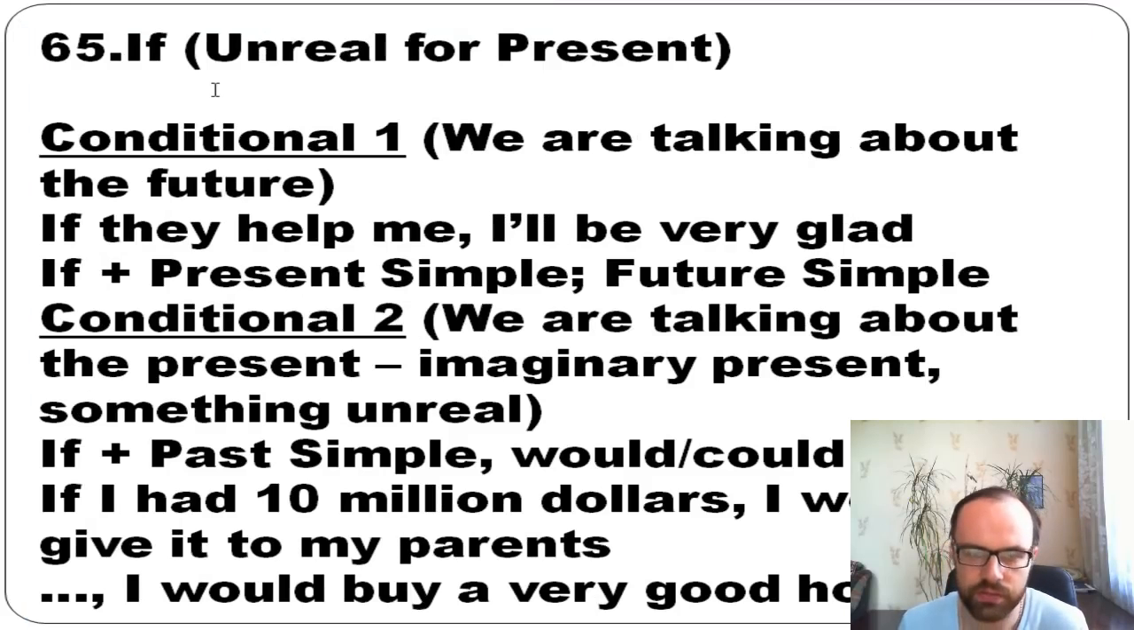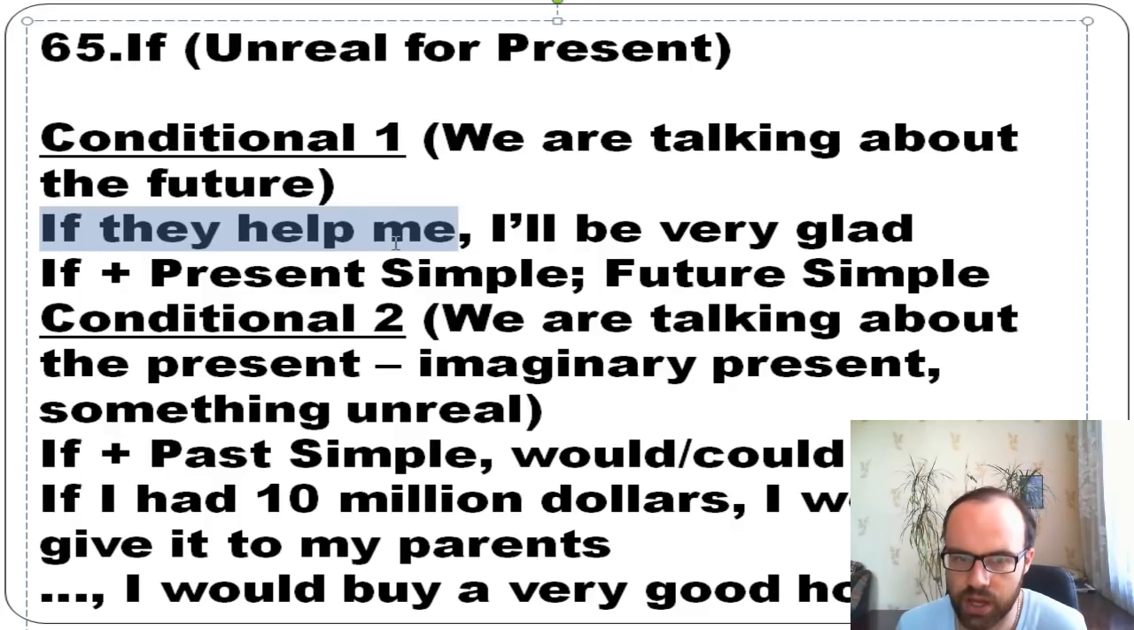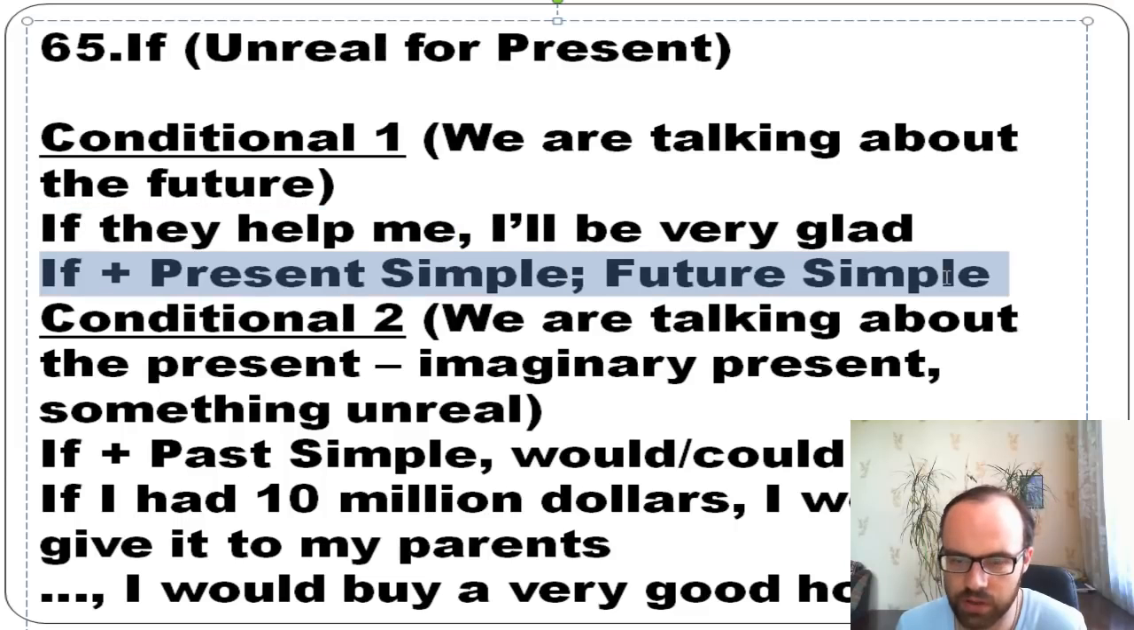Okay, next, if it's unreal for present, the first conditional. So we are talking about the future. We talked about it, that if we have if and when, we use present simple. Look, if they help me, I'll be very glad. So you talk about the future, but you use present simple because it's a rule. If or when plus present simple, and then you use future simple in the second part, or in the second clause.